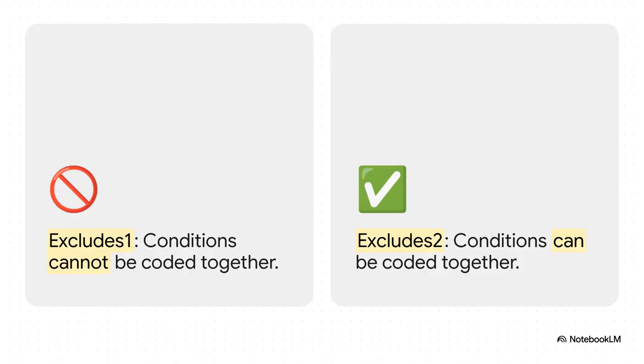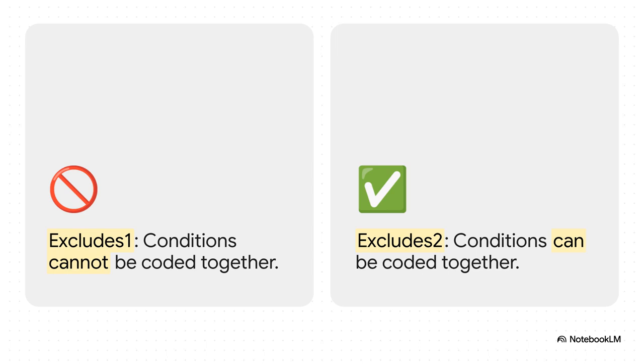So this right here is a massive trap for new inpatient coders. The absolute crucial point is understanding the difference between the pure not coded here rule of excludes 1 and the not included here but can coexist rule of excludes 2.